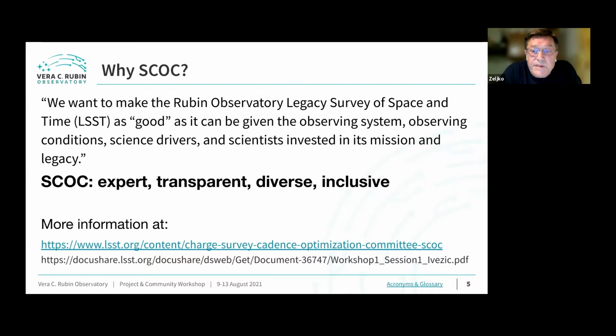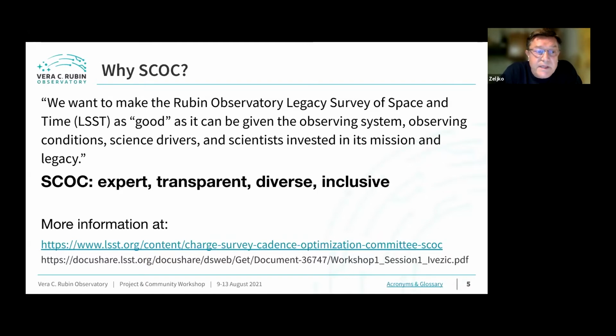In addition to expertise, we also wanted this committee to adhere to our desire to have a diverse project and diverse committees. You will see the membership, it's very diverse. And we want this process to be fully transparent. We don't want some smoky room where people are making decisions without input from the community.